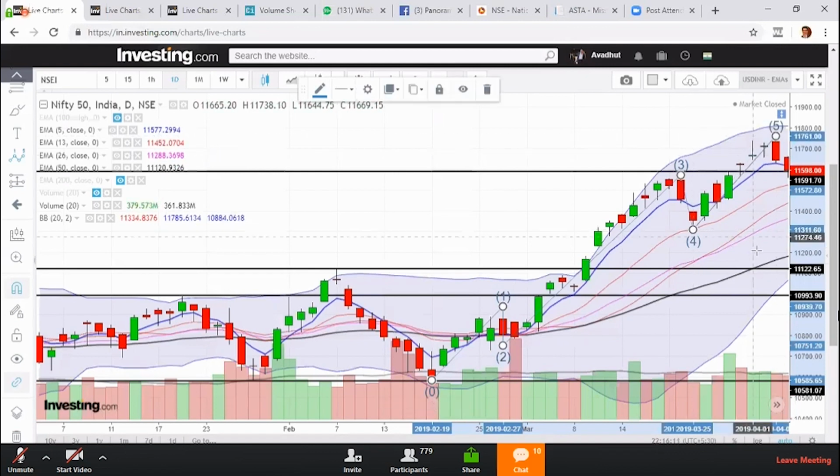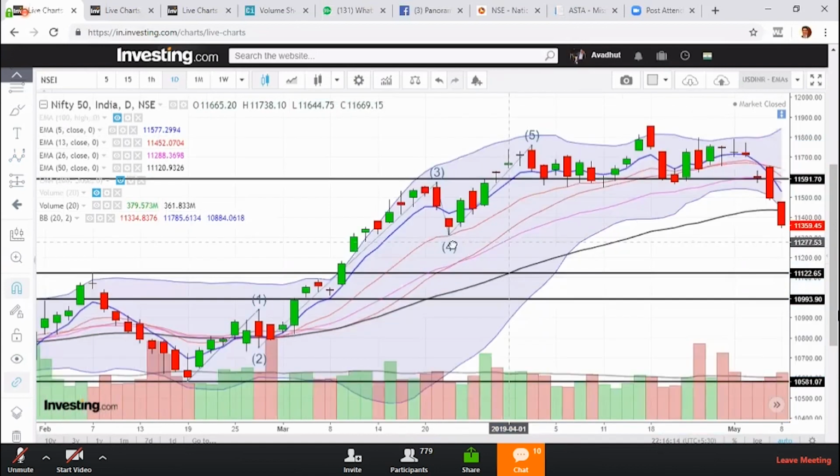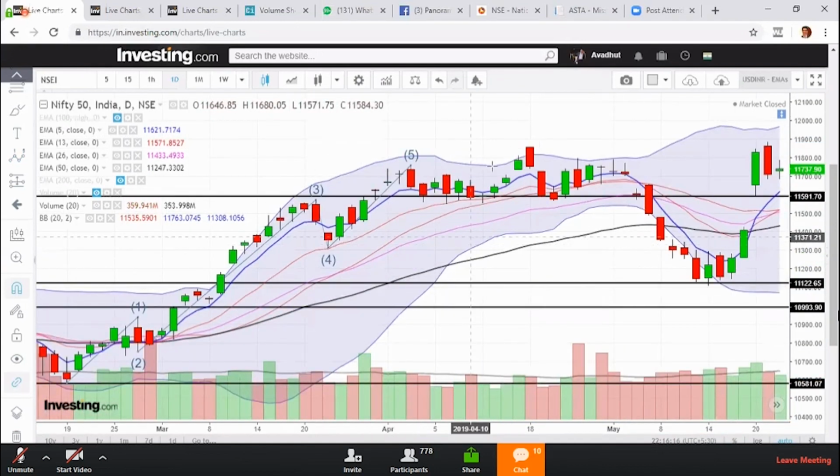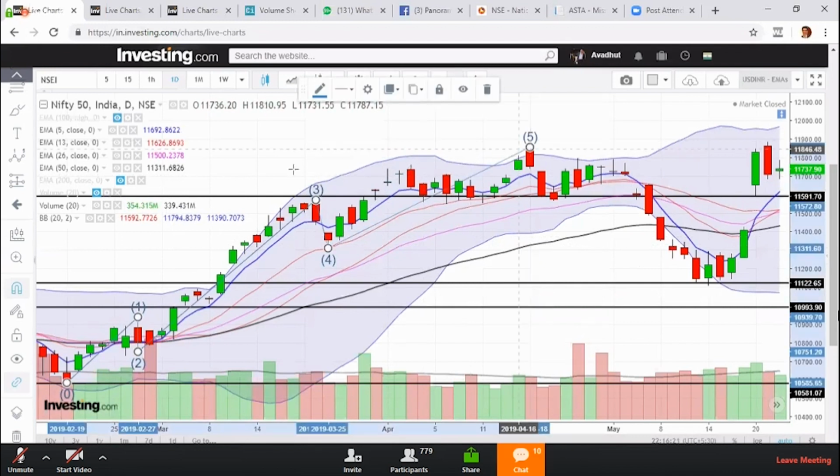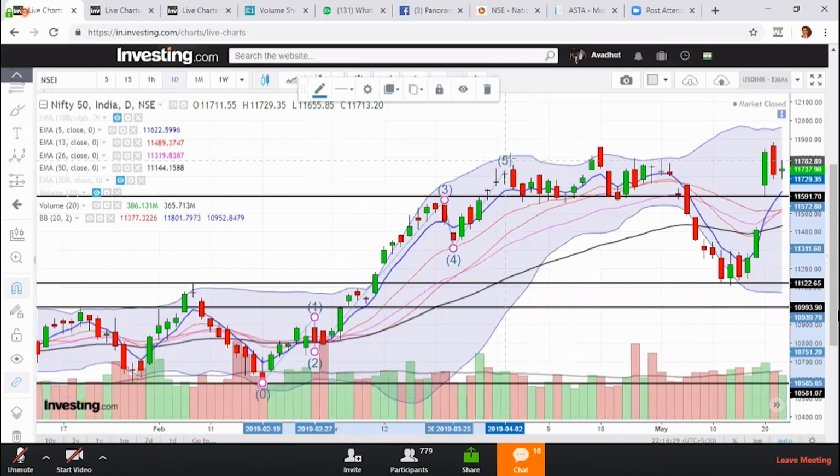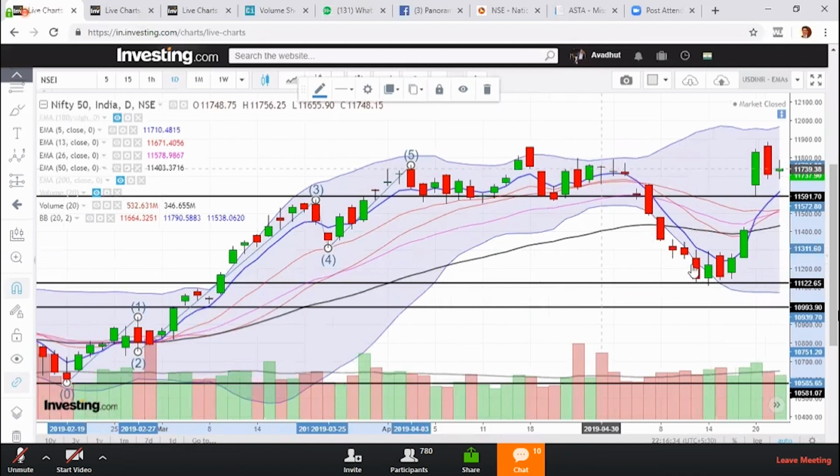So just before election results, the fifth wave was there, and this fifth got a little extended here, and then there was an A, B, C correction. So you could have called this a fifth, and then an expanded flat A, B, and C. But this was a tradable wave because this was a C wave, again a tradable wave.